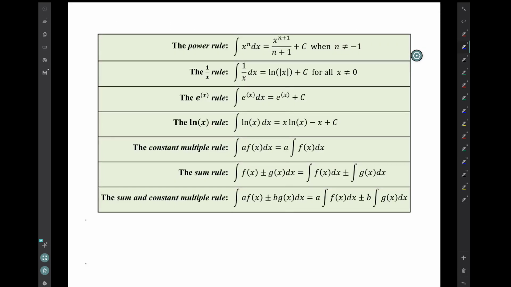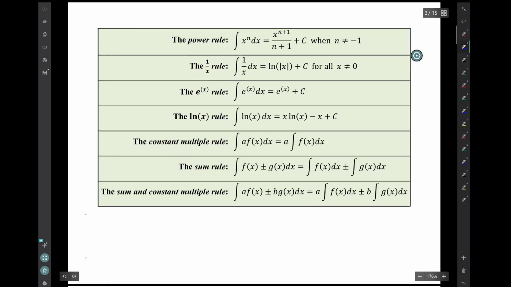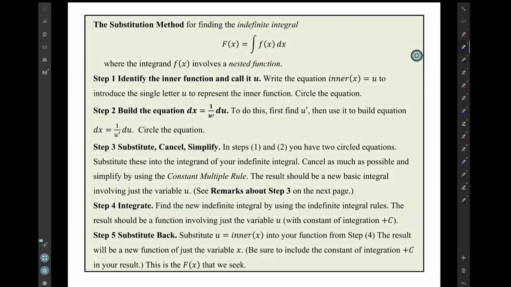Now, recall the integral rules that we have so far: the power rule, the 1 over x rule, the e to the x rule, the ln of x rule, the constant multiple rule, the sum rule, and the combination of those called the sum and constant multiple rule. And remember the substitution method that I presented in the previous video, this 5-step process.